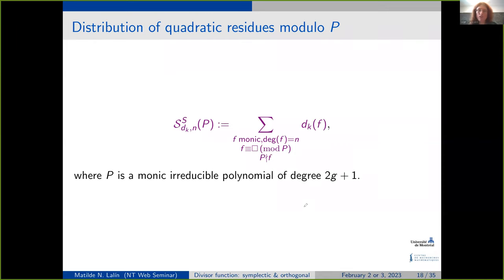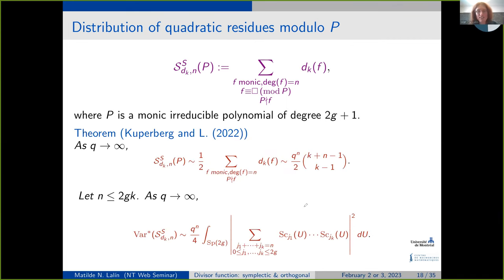To be concrete here, P prime in the context of function fields means that P is a monic irreducible polynomial. And I'm going to fix degree 2g plus 1. This is so that I really have a concrete set that I can relate to the moduli space corresponding to the hyperelliptic curves of genus g. And then the result that we have is that we can compute the average. And if we compute the variance, we get a very similar integral to the ones I presented before, but now I'm integrating over the symplectic matrices of dimension 2g. Where again, I repeat, P has degree 2g plus 1.